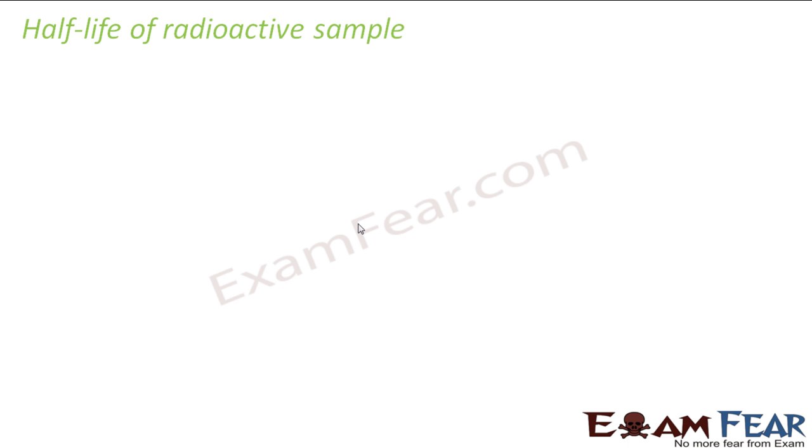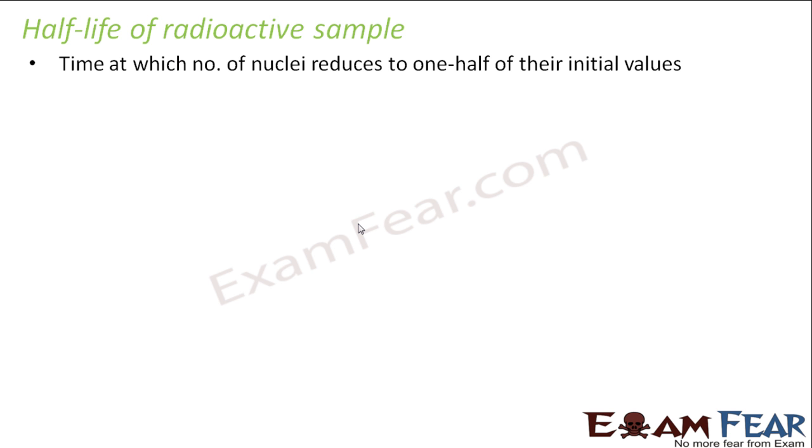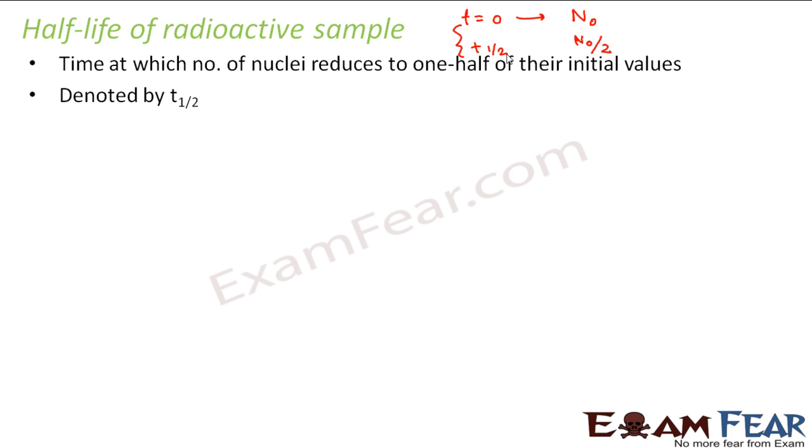So what do I mean by half-life of a radioactive sample? It means the time at which the number of nuclei reduces to one half of their initial values. Let us suppose you start with N naught number of nuclei at time t equals 0. With passage of time, this number will keep decreasing. After how much time will this number become N naught by 2? That time is known as the half-life of this nucleus. It is denoted by T half. The subscript half denotes half-life.